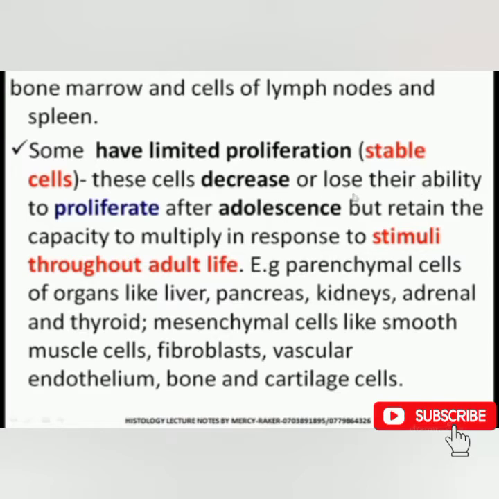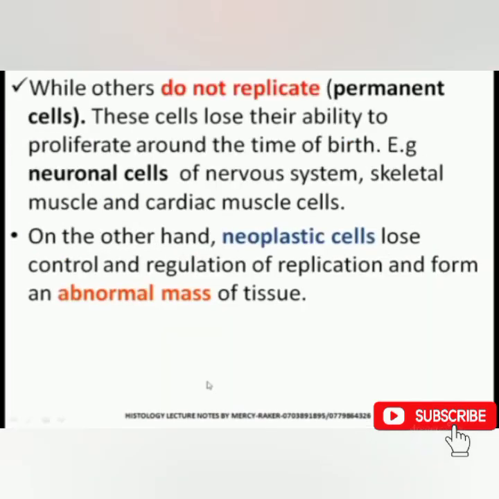These cells decrease or lose their ability to proliferate after adolescence, but retain the capacity to multiply in response to stimuli throughout adult life. For example, the parenchymal cells of the organs like the liver, pancreas, kidney, adrenal, and thyroid. Then the mesenchymal cells like smooth muscle cells, fibroblasts, vascular endothelium, bone, and cartilage.